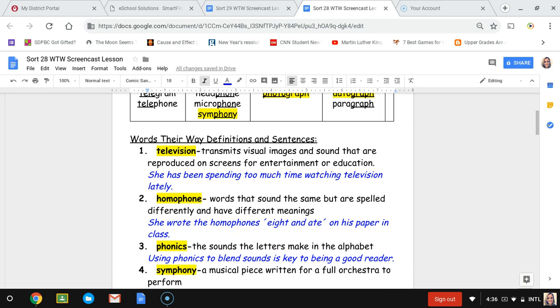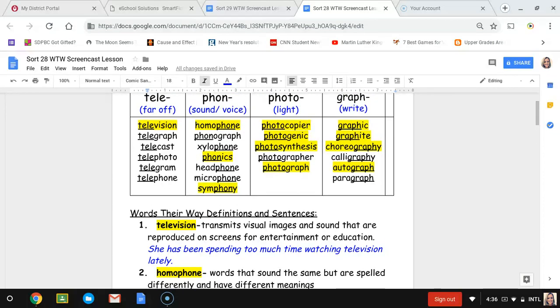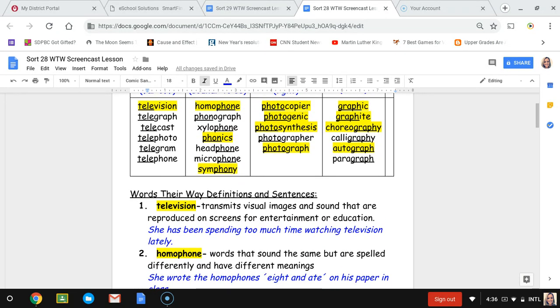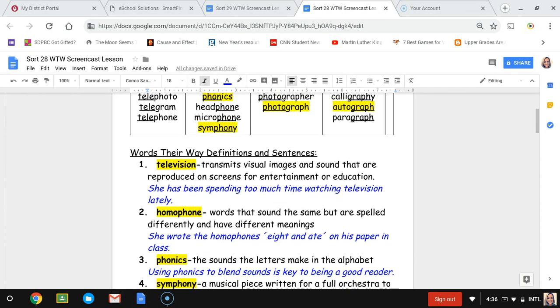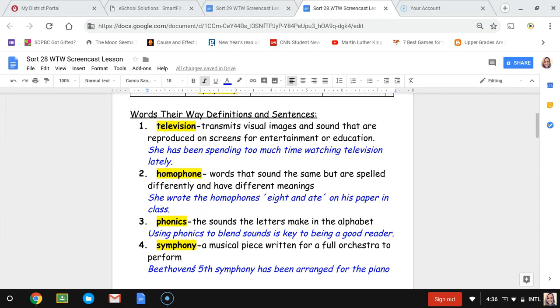So the first word we have is television. Oh, and the highlighted words that we have here in the chart and on down here below as well are the 12 words for the triple I group. So if you're a part of my triple I group, you're only doing these 12 words that are highlighted. Okay, so number 1, television.